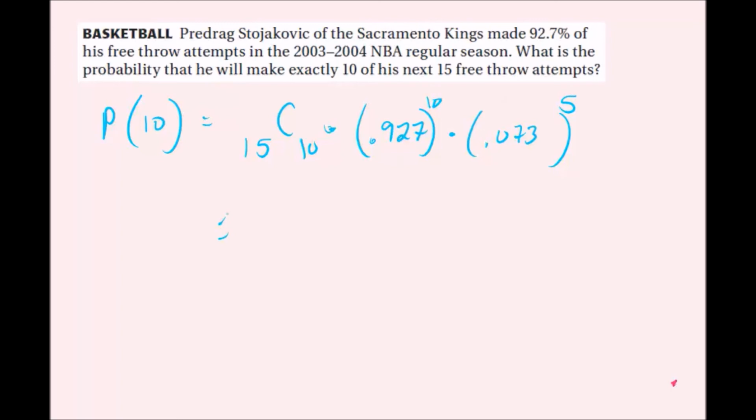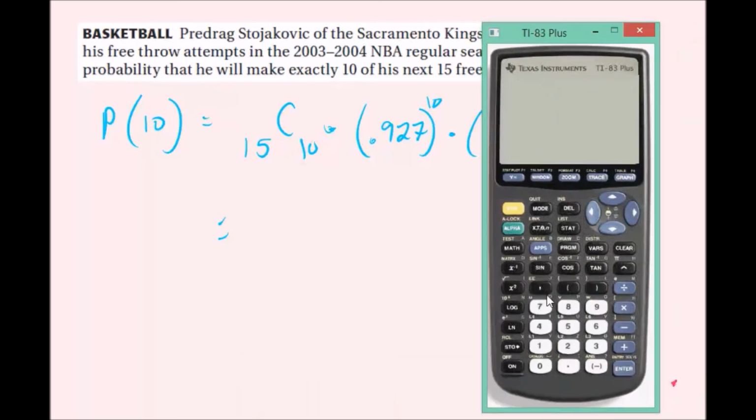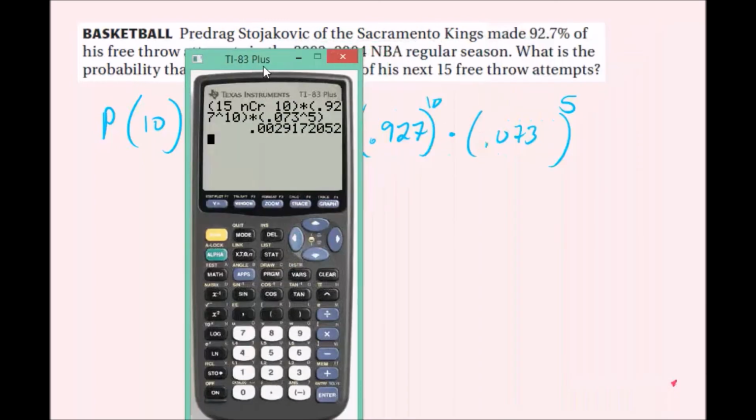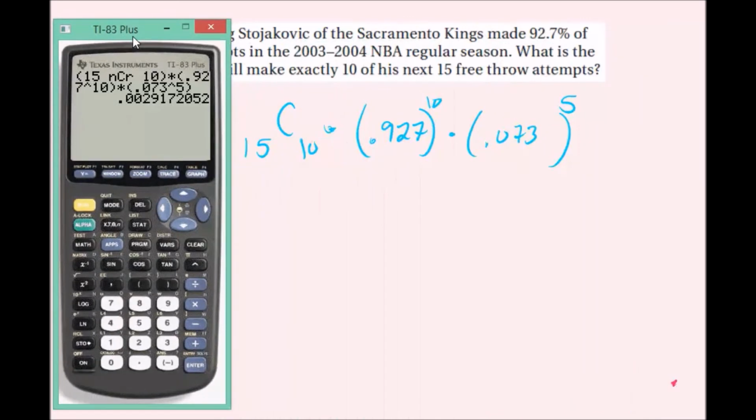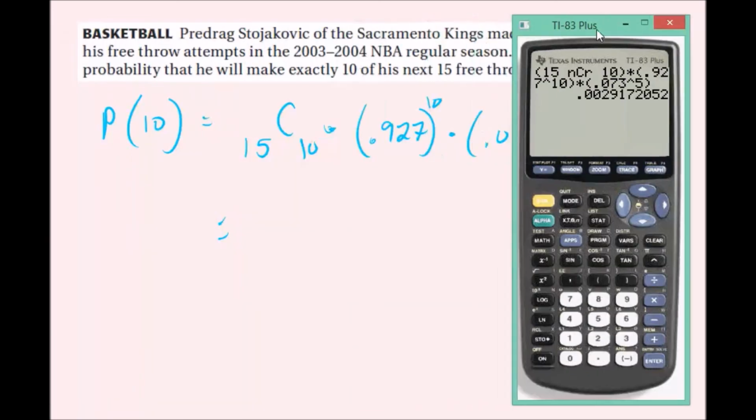This is a long equation. Of course, we can plug that into our calculator. We just have to be very careful, but we can plug it in all at once. So let's try that. And I already just did this to check it out. So it's 15 NCR 10 times 0.927 to the 10, all these things in parentheses, times 0.073 to the 5th, and that gives us 0.0029.